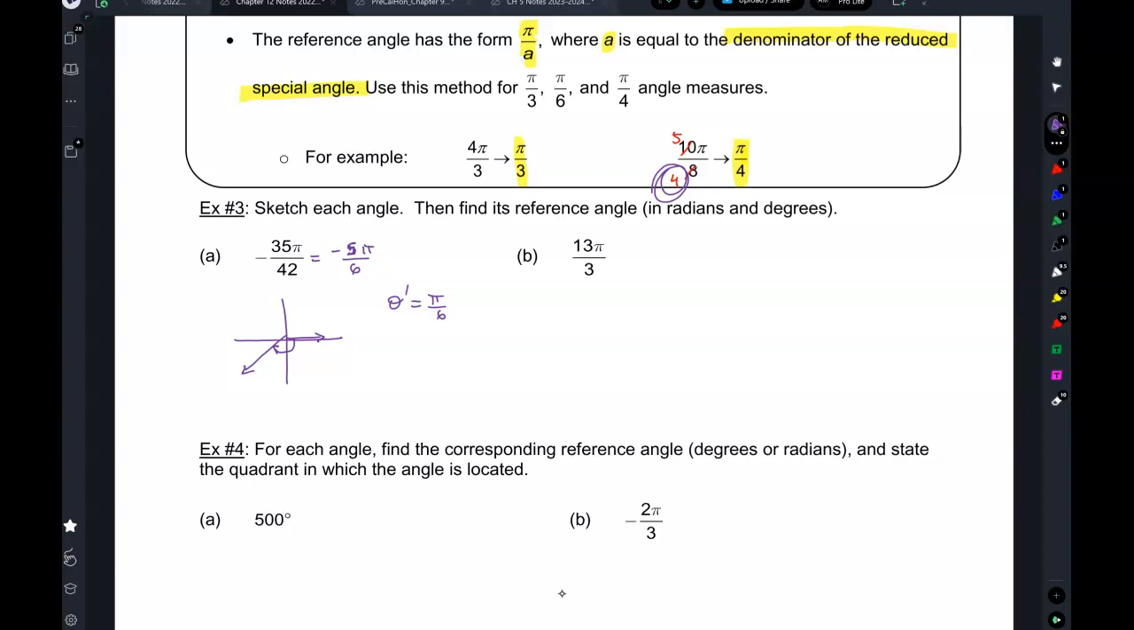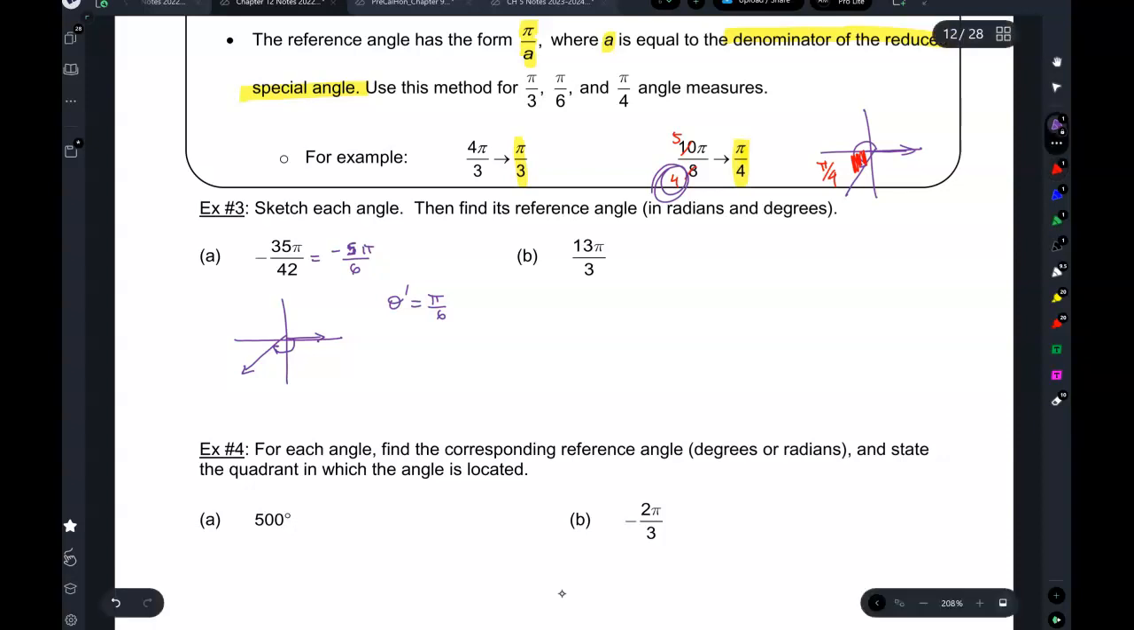It's the angle. So 5 pi over 4 looks like this. The reference angle is this. It's pi over 4. That's how far you are from the x-axis, and it's pi over 4.